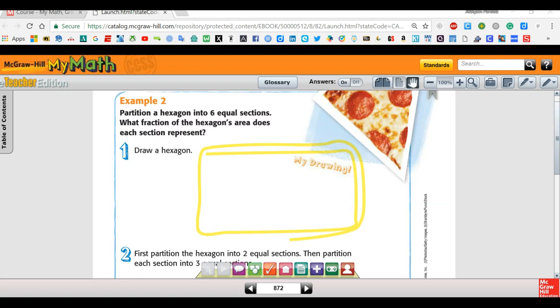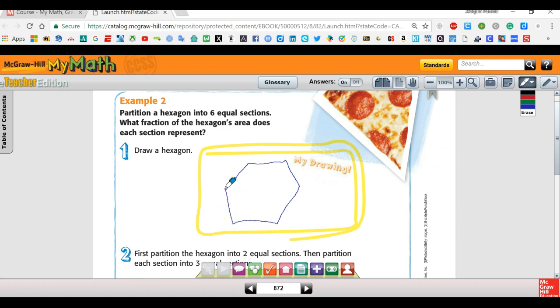Look at the example again. It says partition a hexagon into 6 equal sections. Again, partition means what? To divide or separate. Okay. So I'm gonna do my best to draw a hexagon. I'm gonna go like this, and then back down, over, and then up.